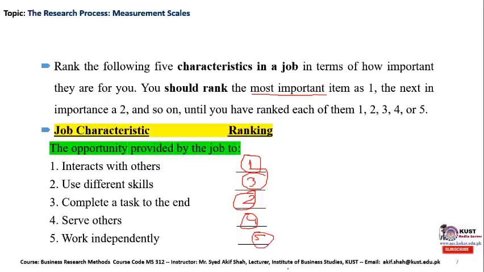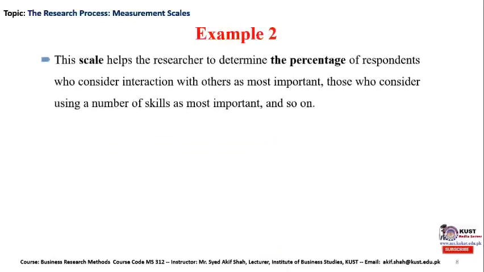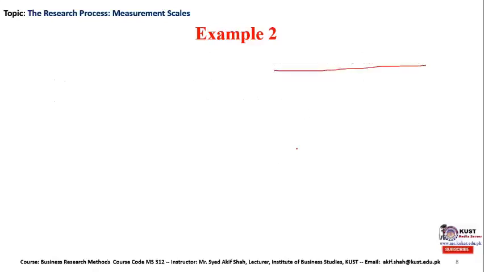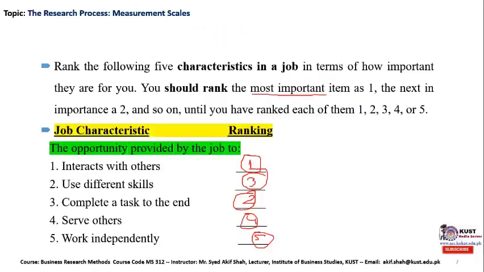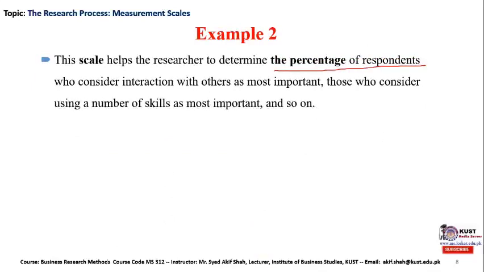So such kind of categorization allows the researchers to rank the important factors. Now let's take another example that this scale helps the researcher to determine the percentages of the respondents. Different kinds of respondents can answer, like 2, 3, 4 or 5. Employees can answer interaction with other is rank number first or very important. So after collecting the data, the researcher can determine the percentage of respondents who consider interaction with the other as most important, and those who consider using different skill as most important, and so on and so forth. So in this kind of measurement scale, the researcher can find out the different percentages so that he or she may be able to make certain analysis.